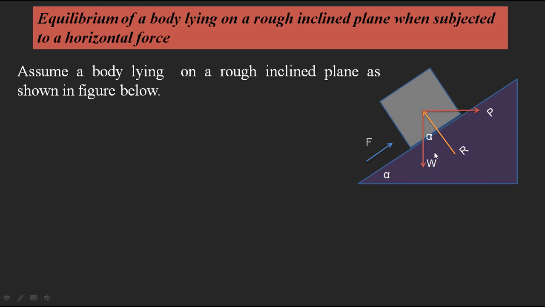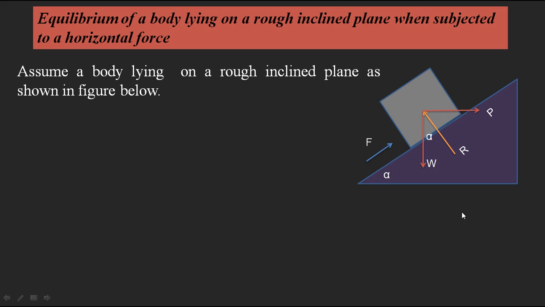base of the inclined plane, and R is perpendicular to this inclined plane. The angle between the base and the inclined plane is alpha. Similarly these two lines inclined will also be at an angle of alpha only, according to the perpendicular lines theorem.